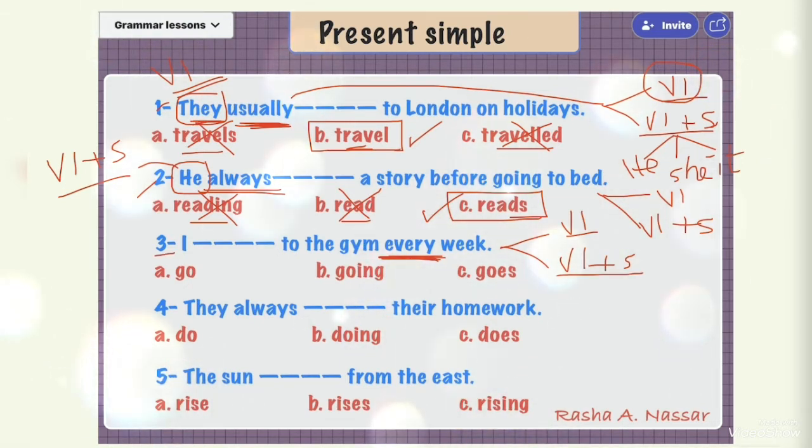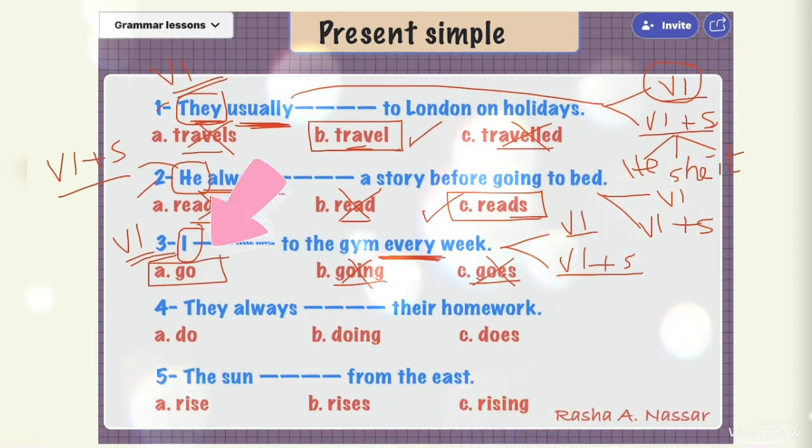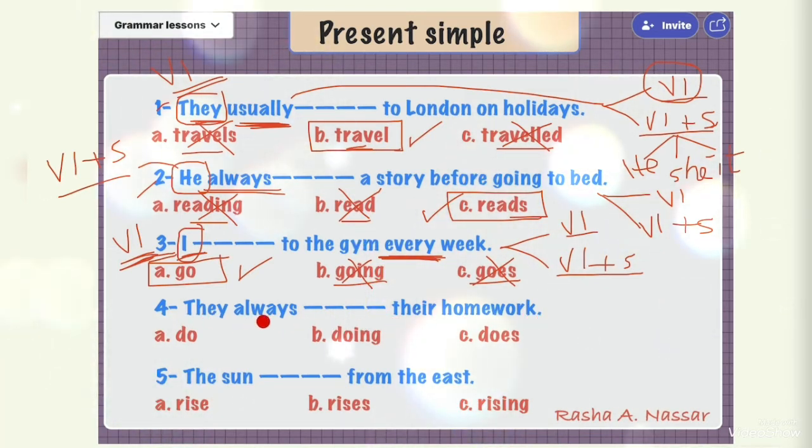So let's go back to our sentence. Which subject I have here? I have I. So I takes V1 only. Where is V1? Here? No, it's V1 plus ing. Here? No, it's V1 plus S. So V1 is here. So I go to the gym every week because I takes V1. Number 4, they always what their homework? They always do, or they always doing, or they always does their homework.